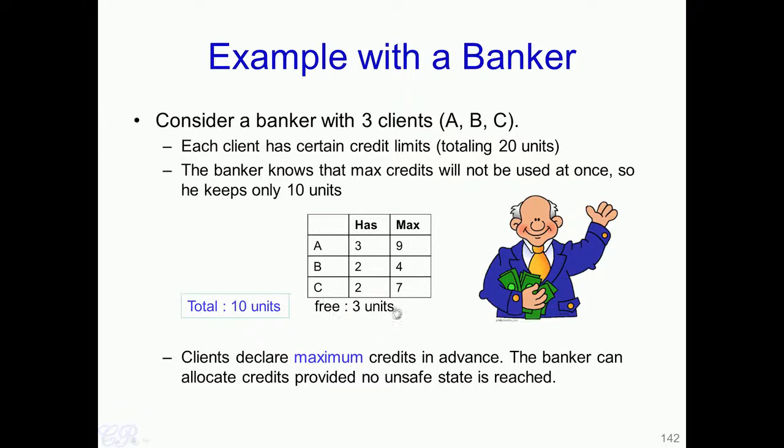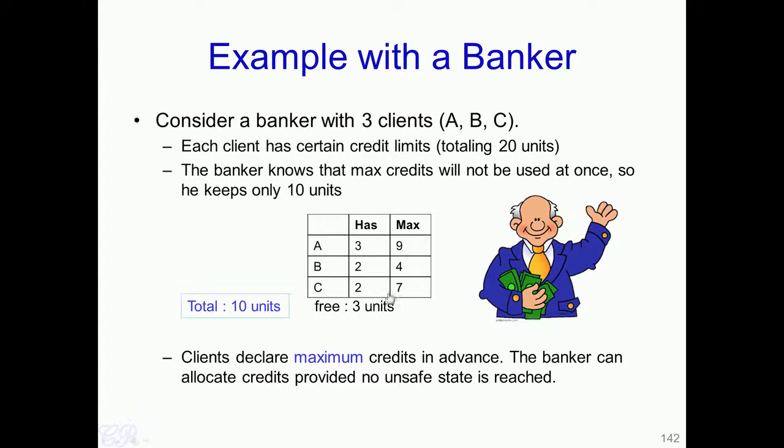To see what this means, let us consider this table with the 3 clients A, B and C, and each client has in his account some units. For instance, A has 3 units, B has 2 units and C has 2 units. So, that is a total of 7, and since the banker only keeps 10 units, the remaining 3 units are free and not allocated to any of the clients.